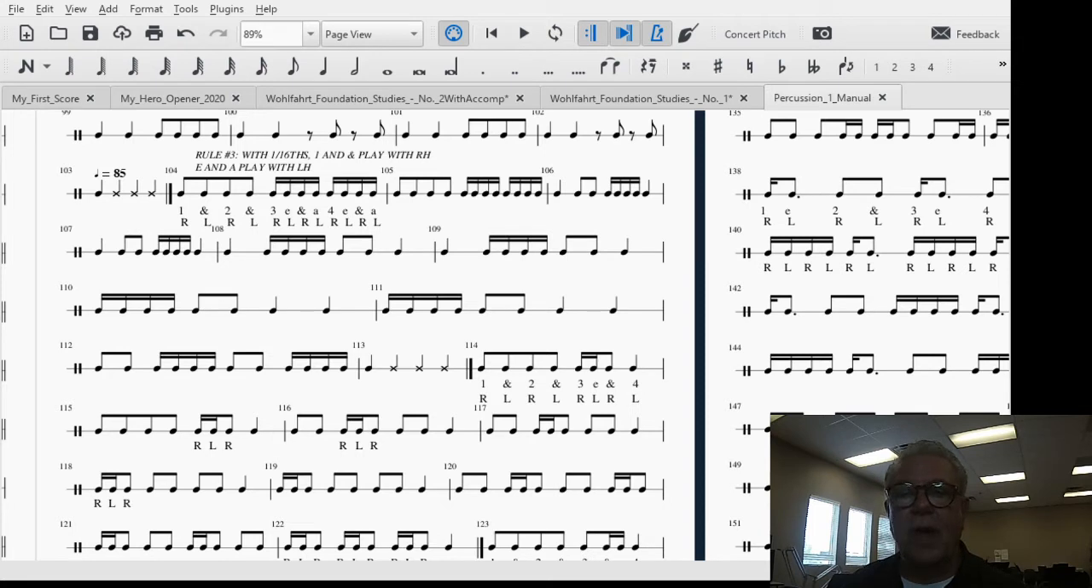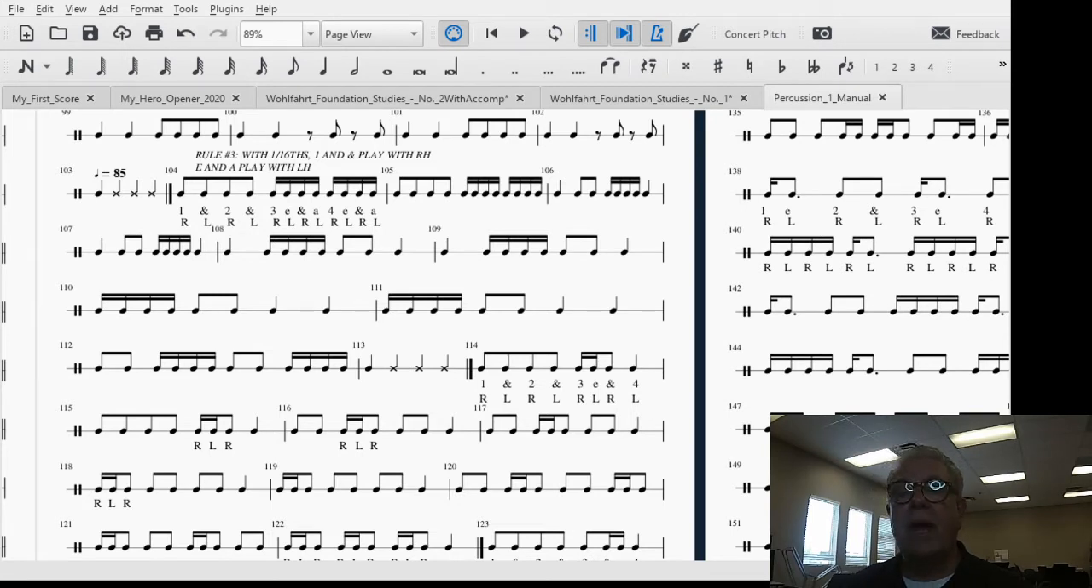Okay, so with quarter notes, we have 1 note per beat. Okay, eighth notes, we have 2 notes per beat, equaling a half a beat each. And in 16th notes, we have 4 notes per beat, and so they equal a quarter of a beat each.